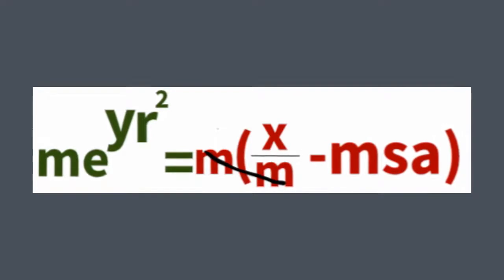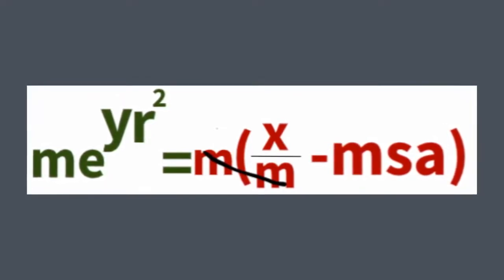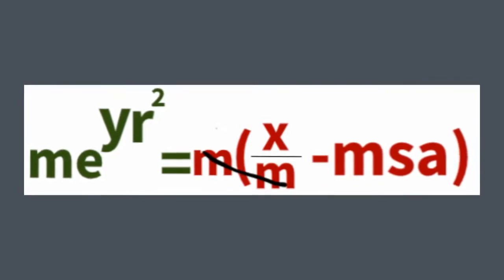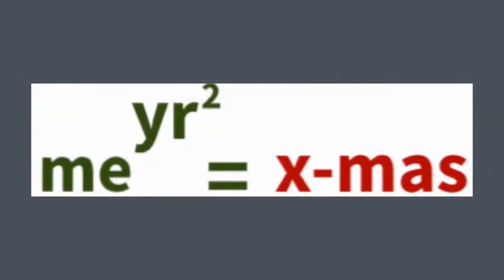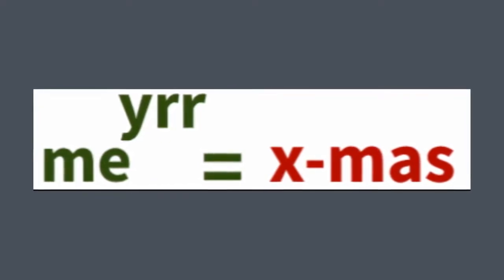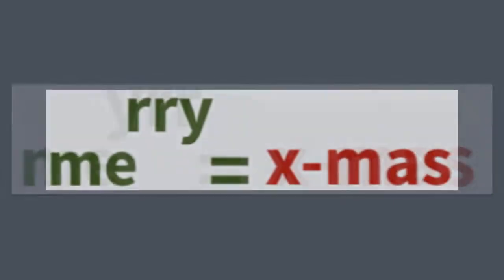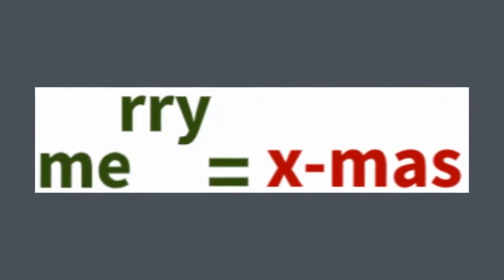So m multiplied by x divided by m, the m's will just cancel out, and m multiplied by sa would be m sa. So now this is what we're left with. And if you didn't want to deal with exponents, we can just change r squared to r multiplied by r, because it's the same thing. Once we rearrange the variables, this is what we're left with.